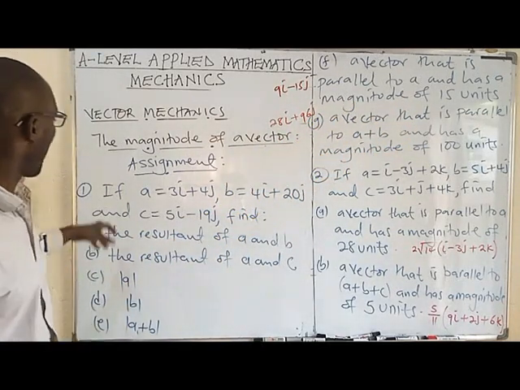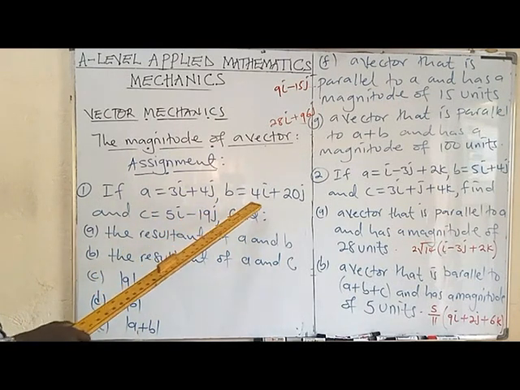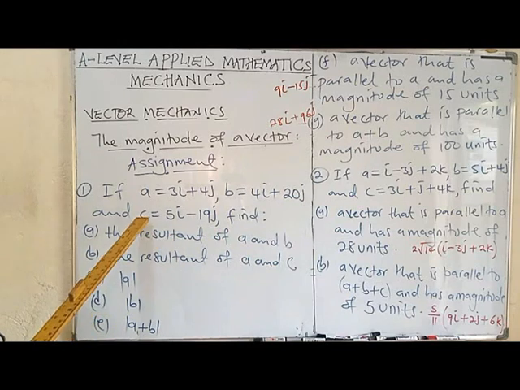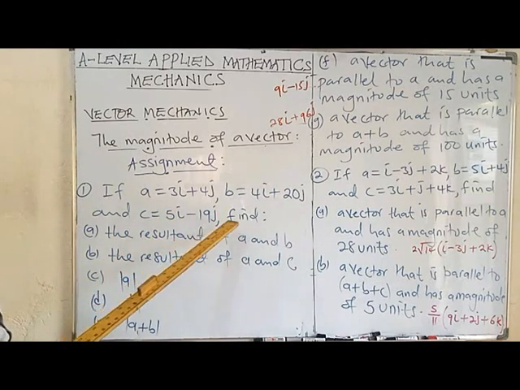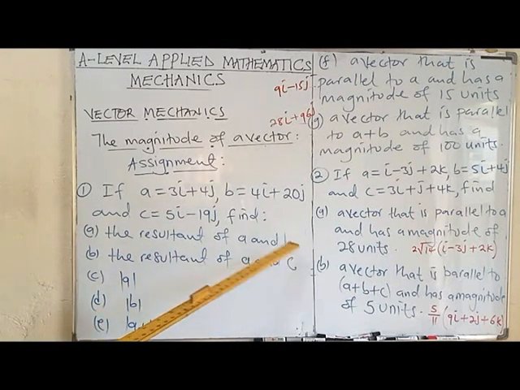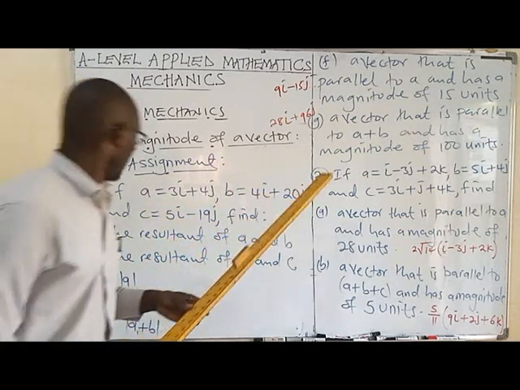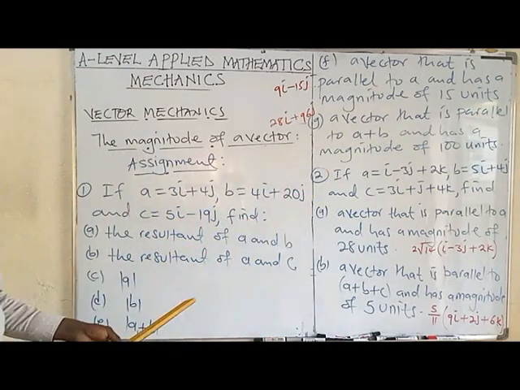Number 1: if A is equal to 3i plus 4j, B is equal to 4i plus 20j, and C is equal to 5i minus 19j, find part A, the resultant of A and B. Part B, the resultant of A and C. Part C, magnitude of A. Part D, magnitude of B. Part E, magnitude of A and C, and magnitude of A and B.